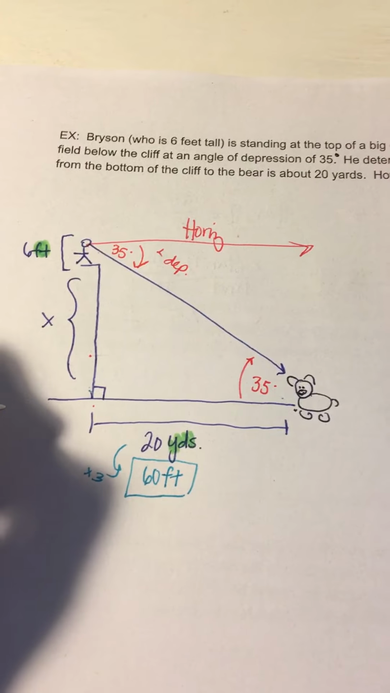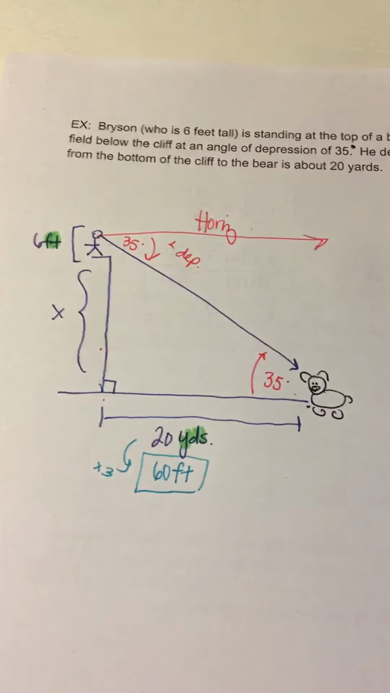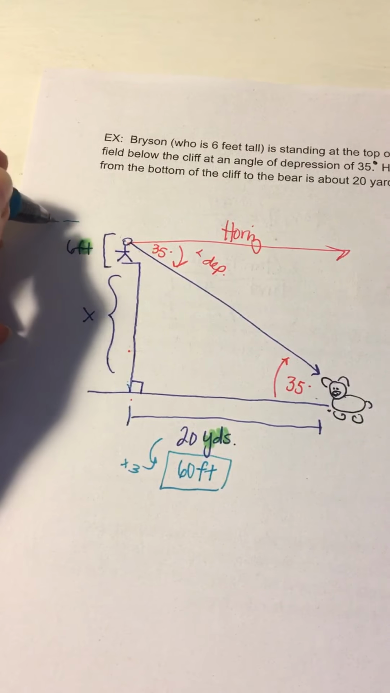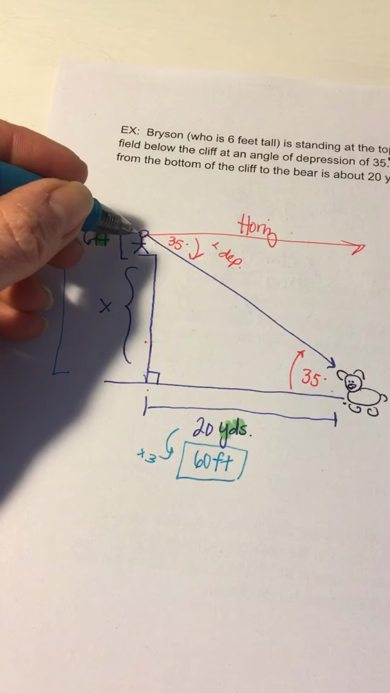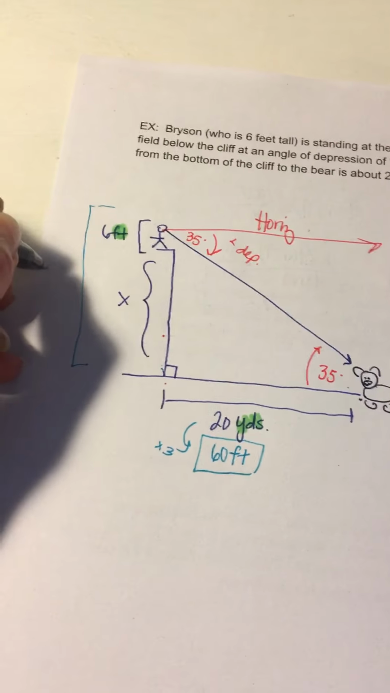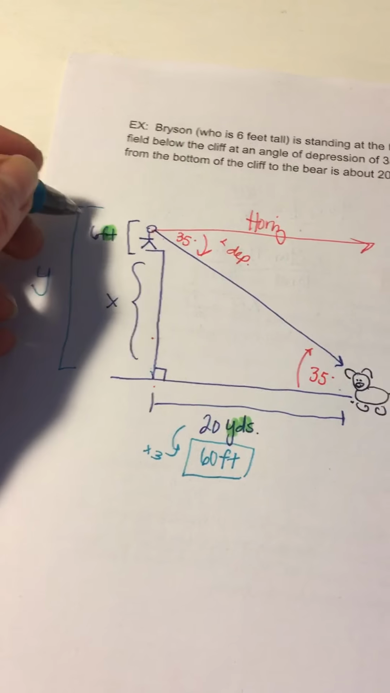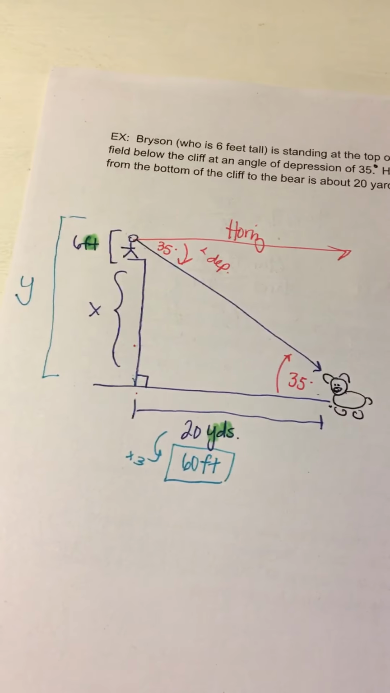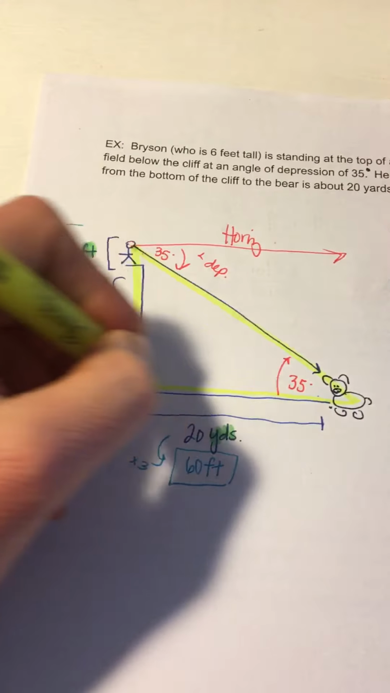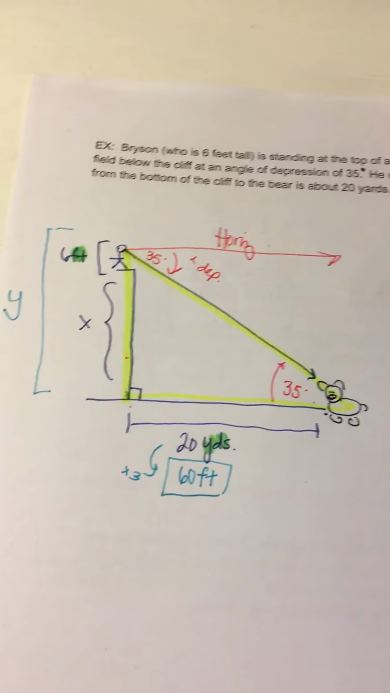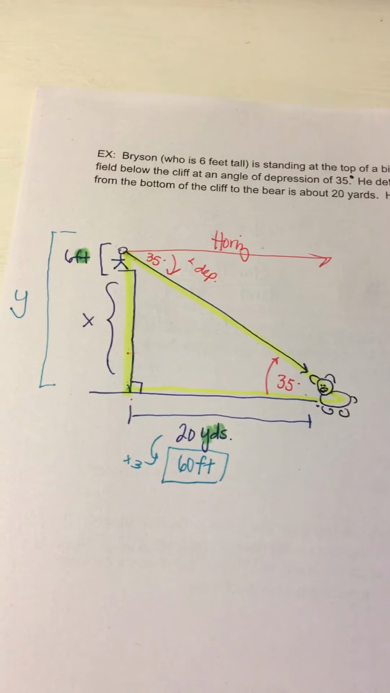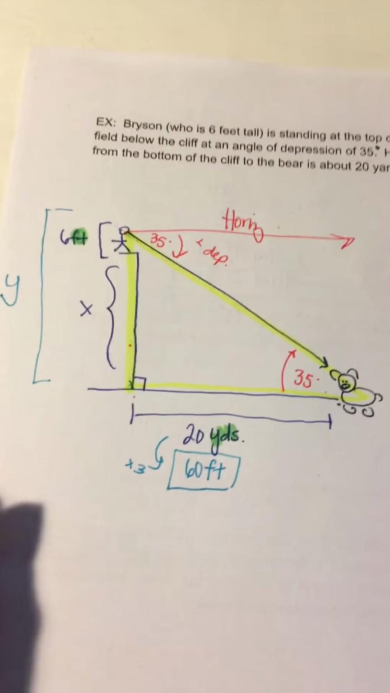So what I need to do first is figure out this whole length from the tip of Bryson's head, or his eyes, the whole way down to the ground, and I'm just going to call that y. Because that'll give me this whole big triangle. And then we'll go back and answer the final question, because the question just wants the cliff, not the cliff and Bryson's height.